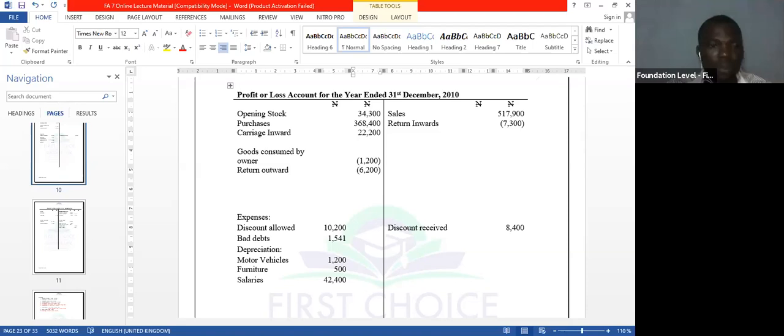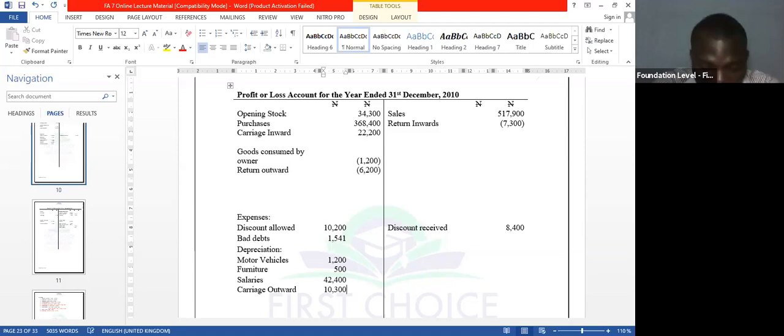Now, what is the next one we have? We have carriage outward. Carriage outward is an expense. It is the cost that we incur to carry goods from our warehouse down to our customer's place or for distribution purposes. That's carriage outward. So we have our carriage outward here, and we have that to be 10,300. So it's an expense.